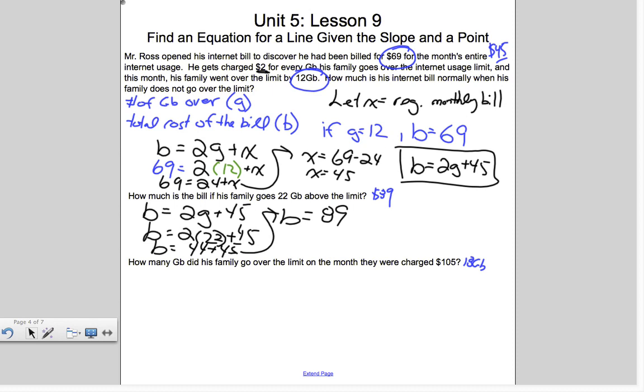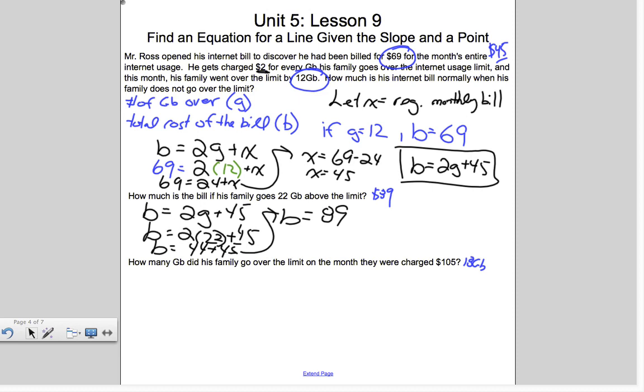Question? No. Okay, so that was a pretty easy part. Now that we had our equation, that was the power of our equation. I can ask you, well, what happens if Mr. Ross's kid went over by 30 gigs that month, 50 gigs, 100 gigs. He can tell me the exact cost of his internet bill.